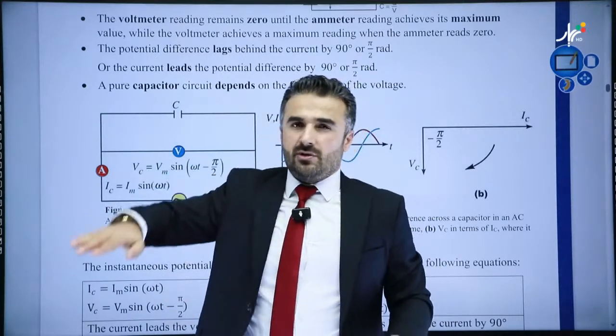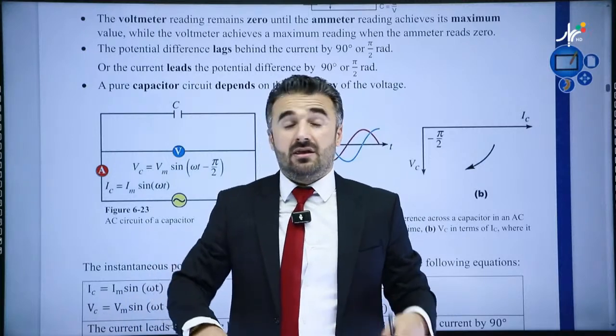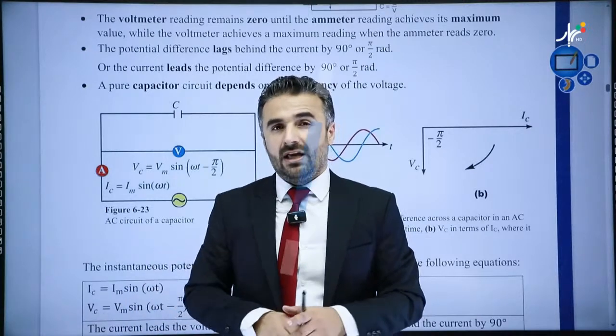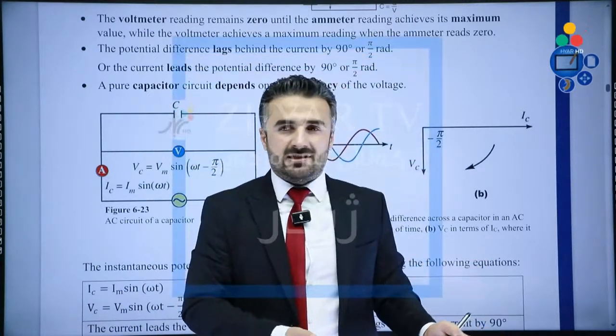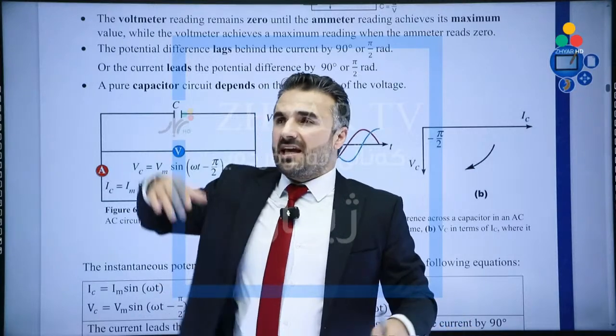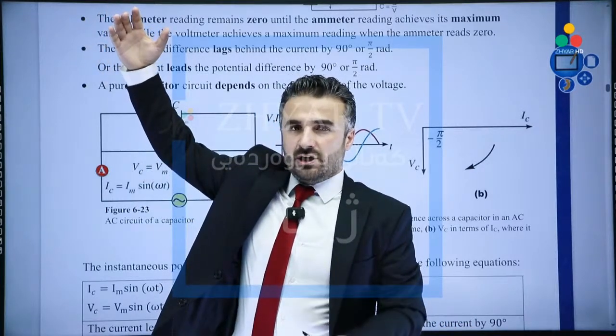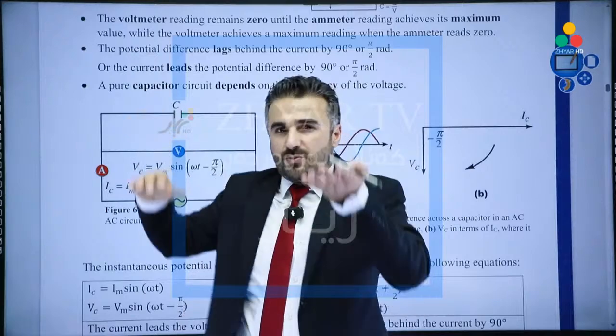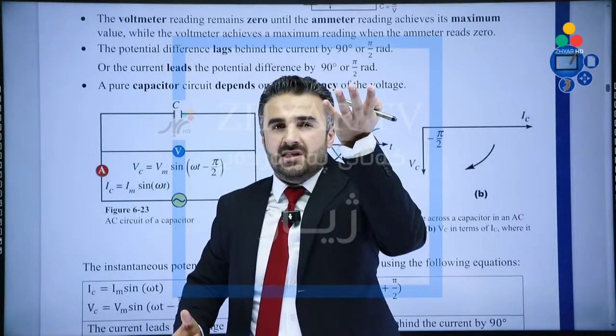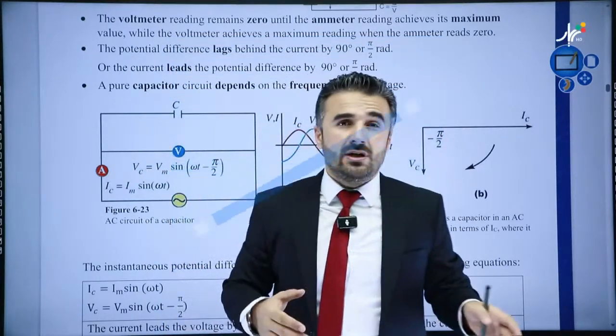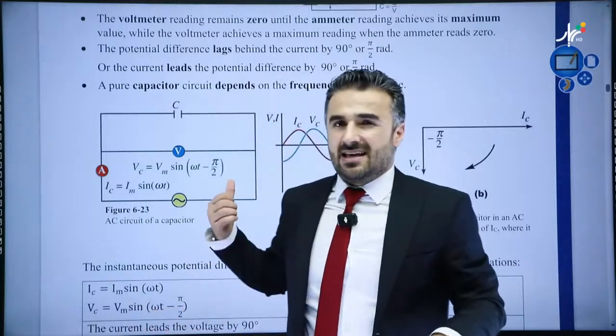Now this time the current is going to decrease more and more, but the voltmeter reading is going to increase more and more. In other words, we can say that when the current is maximum, the voltage is 0. This time the voltage becomes maximum, but the current becomes 0. But remember, which one reaches maximum first? That is the current this time.